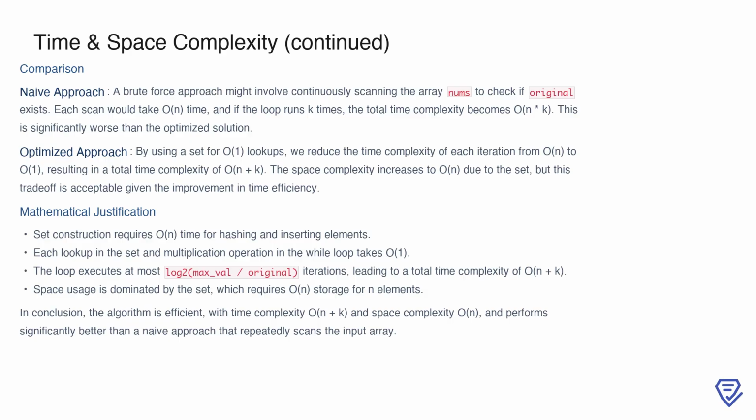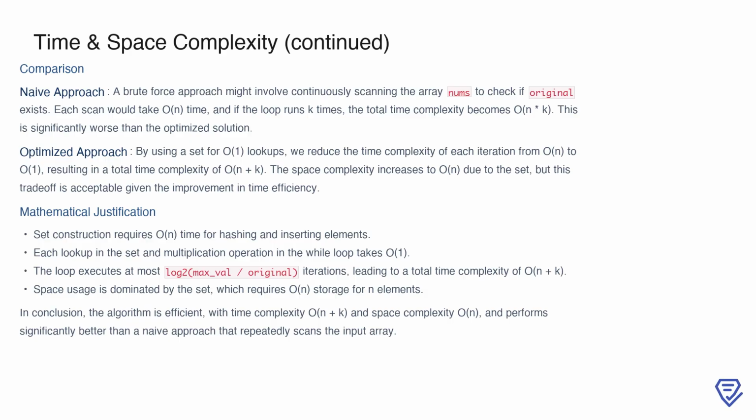Since each scan would take O(n) time, and the loop could run up to k times, the total time complexity would be O(n*k). This is significantly less efficient than the optimized approach. By using a set to enable O(1) lookups, the time complexity of each iteration is reduced from O(n) to O(1). As a result, the total time complexity becomes O(n + k).